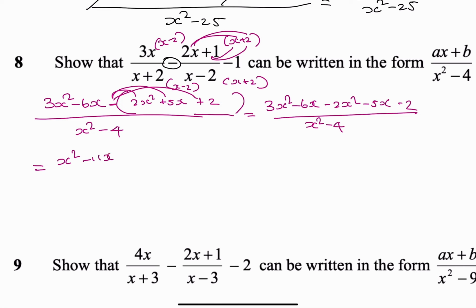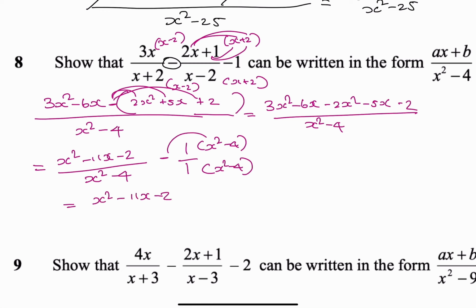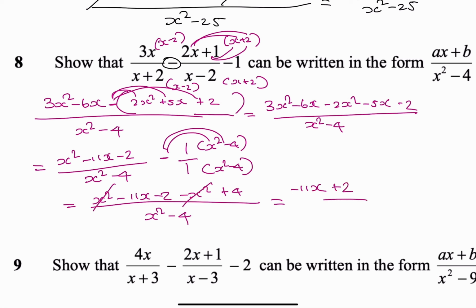And what do I have? Minus 2 over x squared minus 4. Take away 1 means 1 over 1, times it by x squared minus 4, times it by x squared minus 4. That will give you x squared minus 11x minus 2. Minus 1 times x squared is minus x squared. Minus 1 times minus 4 is plus 4, remember, over x squared minus 4, which will give you x squared, and x squared can cancel. I got minus 11x minus 2 plus 4 is plus 2 over x squared minus 4.